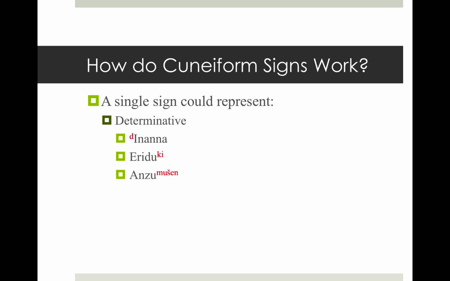The same thing with the word for bird, which is mushen. If mushen comes after something, a lot of times it's being used as a bird determinative. So the Anzu bird. So Anzu mushen would be superscript the mushen, and that tells you that what comes before is a bird. And the same thing with wooden objects.